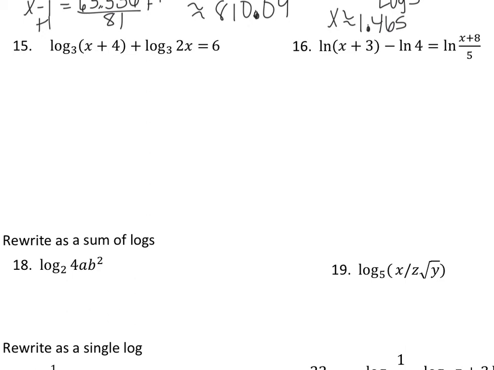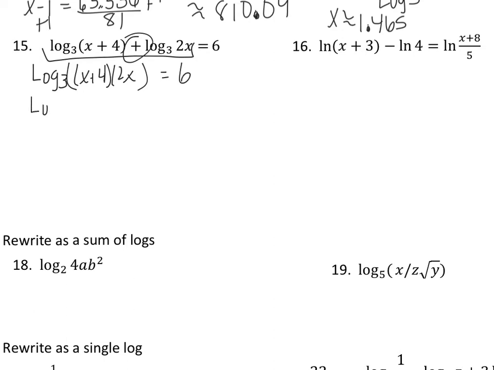Number 15, log 3 of x plus 4 plus log 3 of 2x equals 6. Here I have a condensing problem with addition, so I'm going to make it multiplication. Log 3 of x plus 4 times 2x equals 6. And that's the log base 3 of 2x squared plus 8x. I'll distribute that, equals 6.